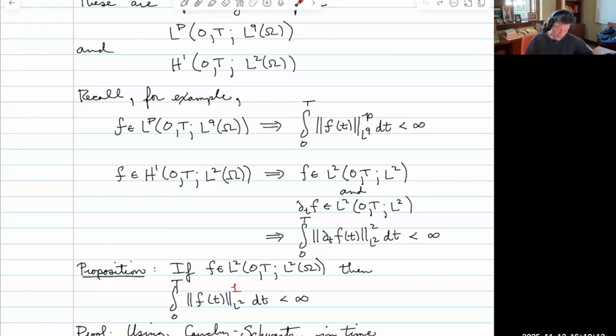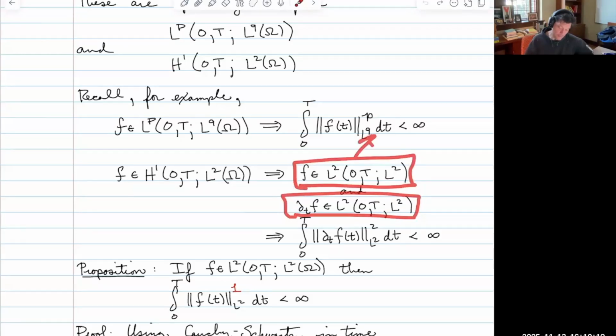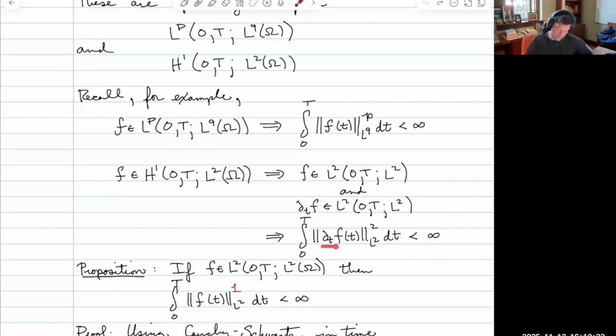All right, so what does this mean? For example, this guy here. This means what we wrote above. This simply means that the time derivative of the function f, if I take the L^2 norm and square that, and then integrate from 0 to T, this guy is finite. Okay? So that's what these Bochner spaces mean.